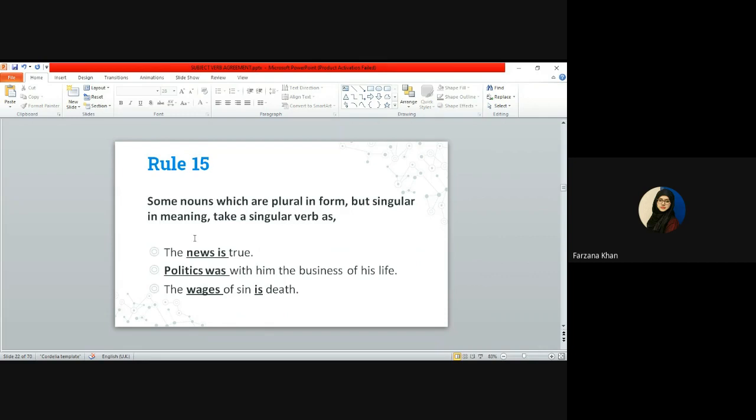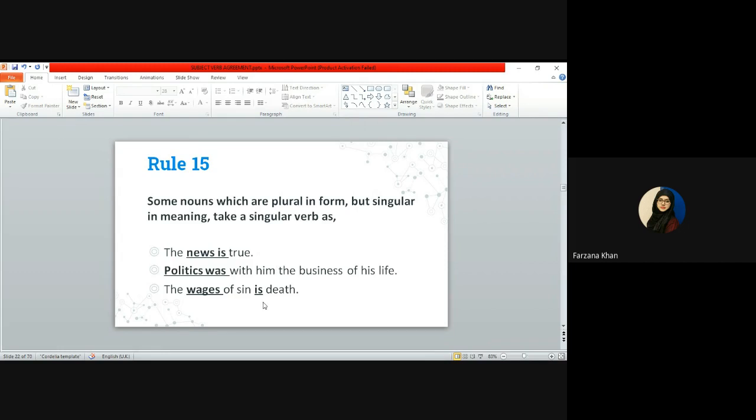The news. The noun is news. News is always spoken and written as news. It is not new. It is always used as news. Right? So in form it is plural, but we always use a singular verb with news. The news is true. Similarly, politics. Politics is also a noun which is plural in form but singular in meaning. That's why it will always take a singular verb. Politics was with him the business of his life.